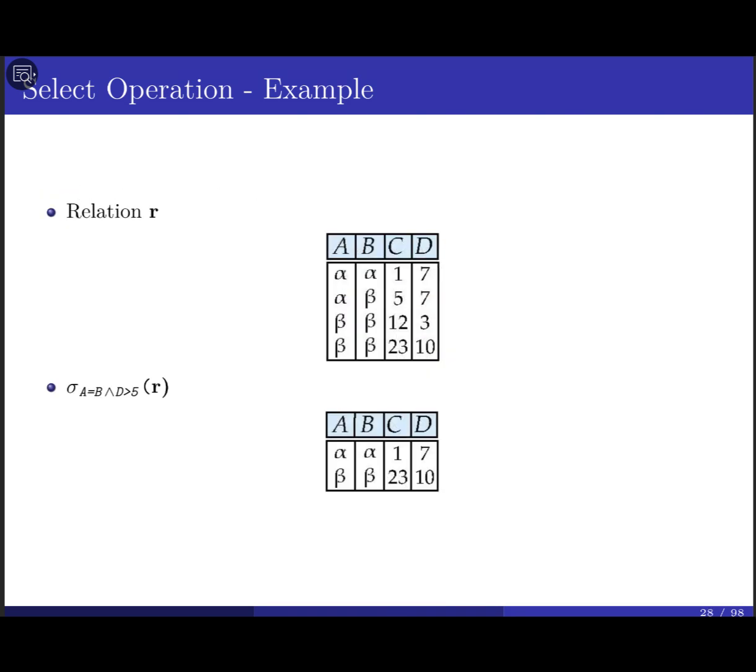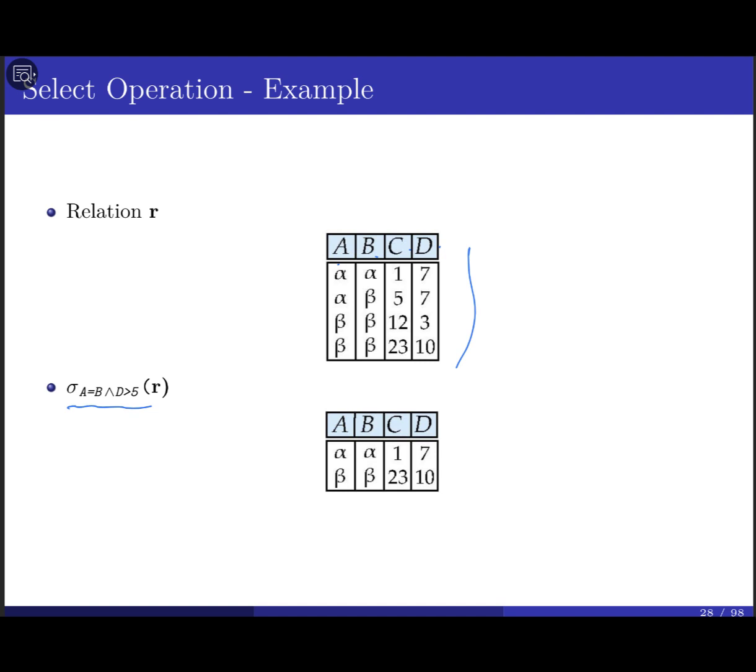Here is another example. How can we combine two or three conditions together? I give you a relation R. This is the information that you have: this is the instance, and this is the schema. You can say A, B, C, D. This is the list of attributes that we have. And I ask you this question, for example: select A equal B and D equal 5.